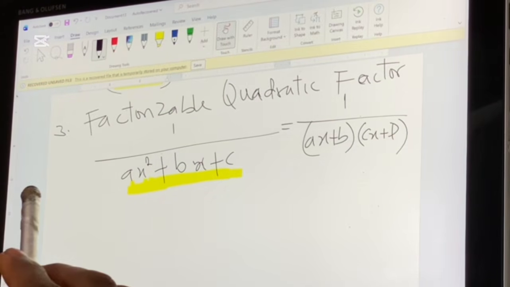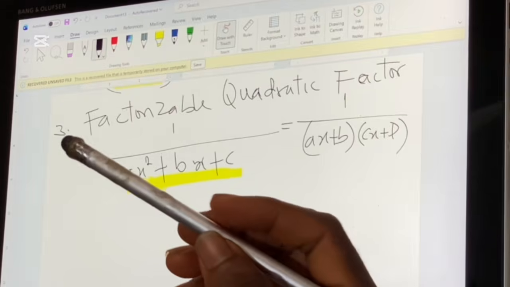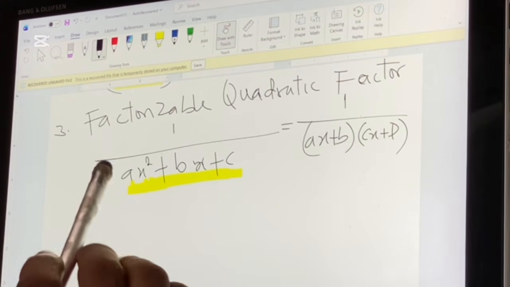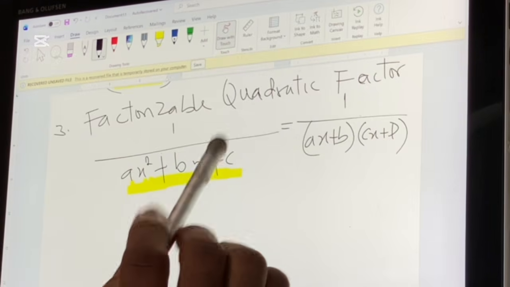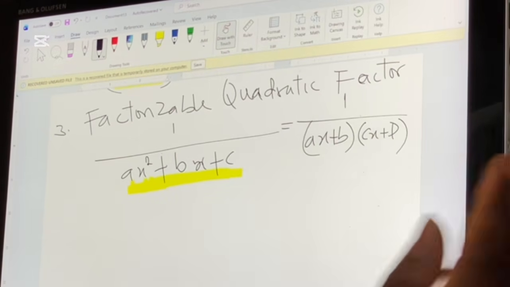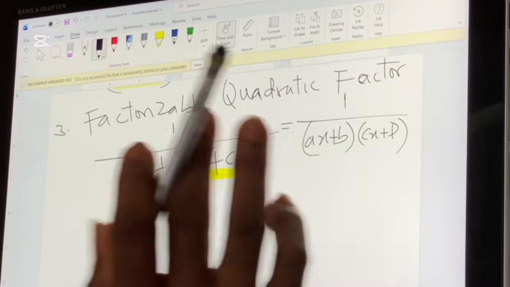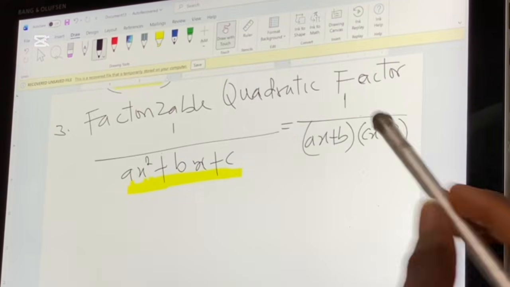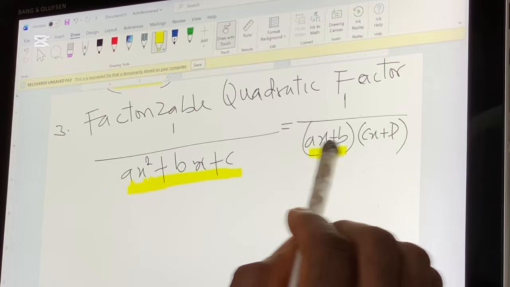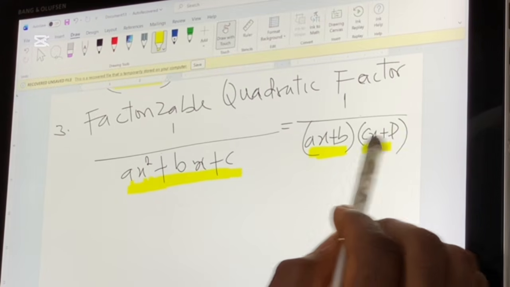So whenever you have a factor or a denominator in a partial fraction, and in that denominator we only have quadratic, it means that that particular quadratic will be factorizable. And when you factorize that factor, it will form this particular factor, which is a linear factor.